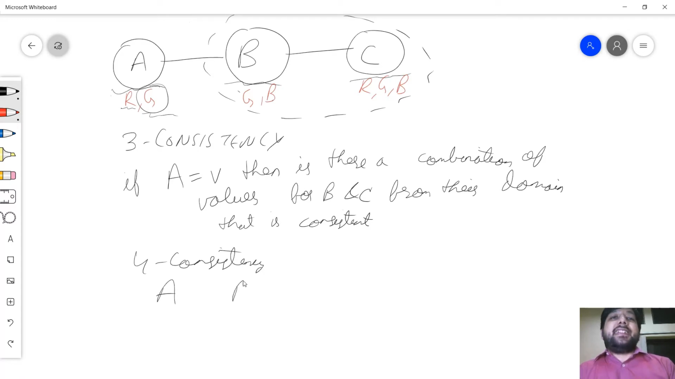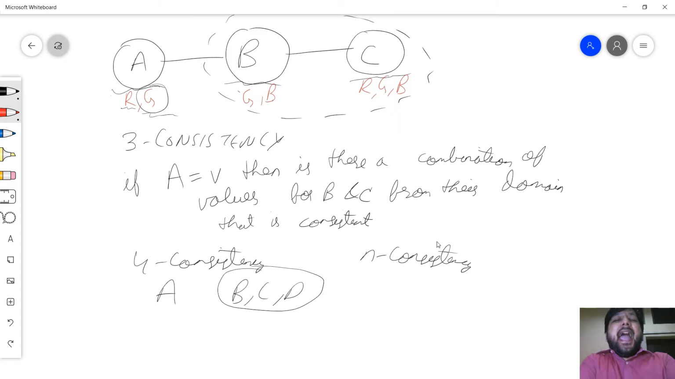So I take A here and I take BCD here as a group. For one value here, is there a combination of values of these three? Five consistency, six consistency, I could go all the way up to n consistency. I cannot go after n because there are only n vertices. How do I make a group of n plus 1 vertices when only n exist? And not to a surprise, zero consistency is the weakest.